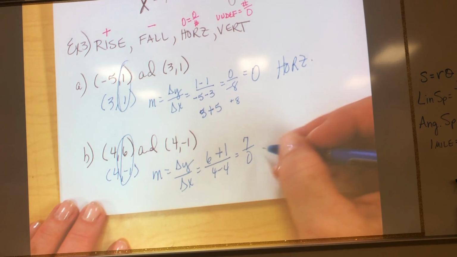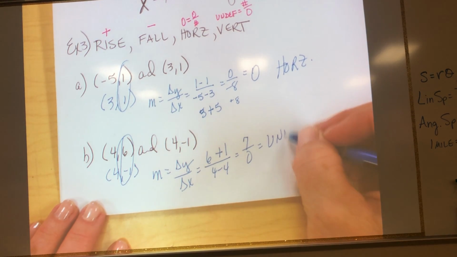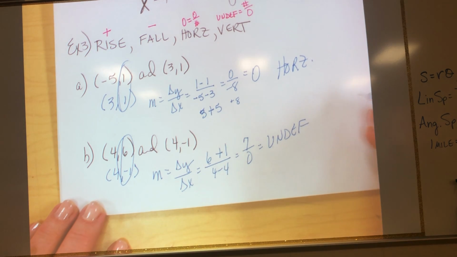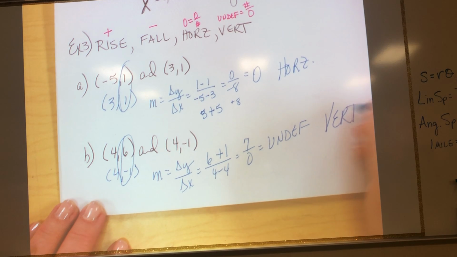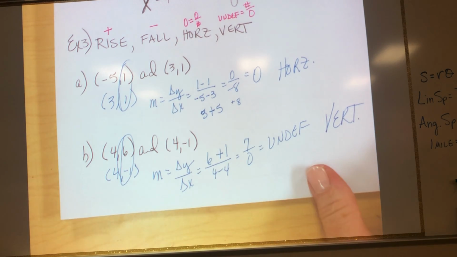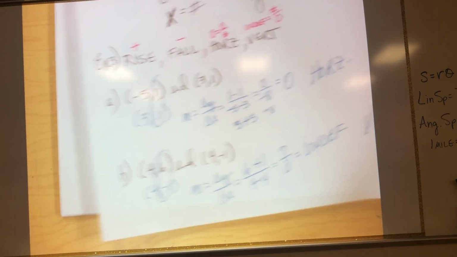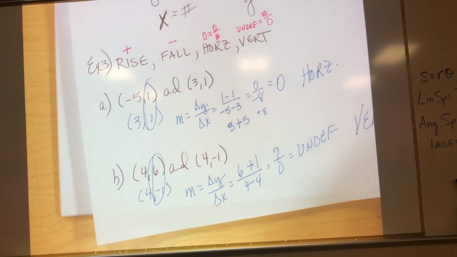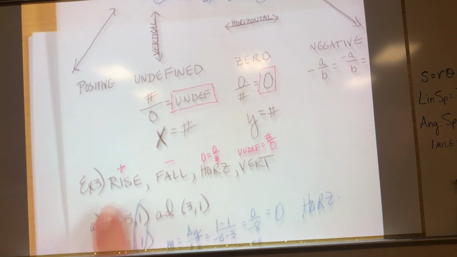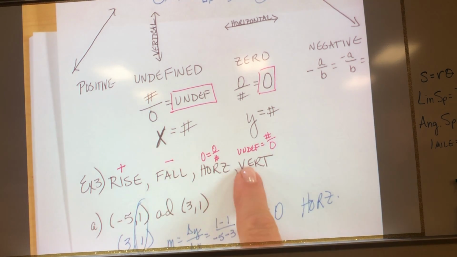What's 7 over 0? Undefined. So is it horizontal or vertical? All right, anybody got a question? Can you find the slope between 2 points? Yes. Can you find it without making a mistake? Yes. Do you want us to write if it's vertical or horizontal on our answers, like on a test? Not unless it asks you to. They said, tell me if it rises, falls, horizontal, or vertical.